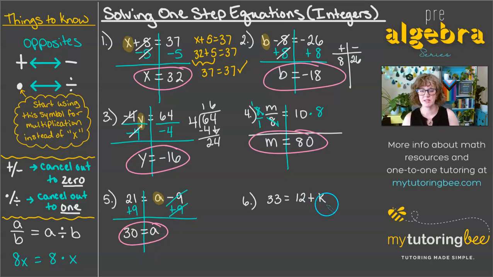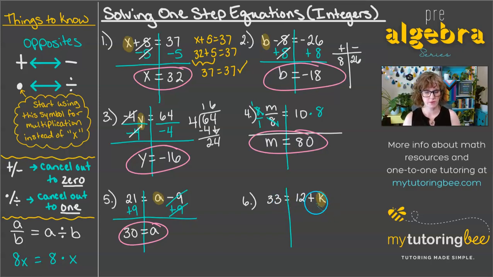Okay, on to number 6, our last problem here. Again, we've got the variable over on the right side of the equal sign. And this time the variable is the very last term, and the variable is being added to the constant. With addition, though, we know that we can add in any order, right? 12 plus k is the same as k plus 12. Or if we want to think about it with integers, 3 plus 5 is going to give us the same result as 5 plus 3.